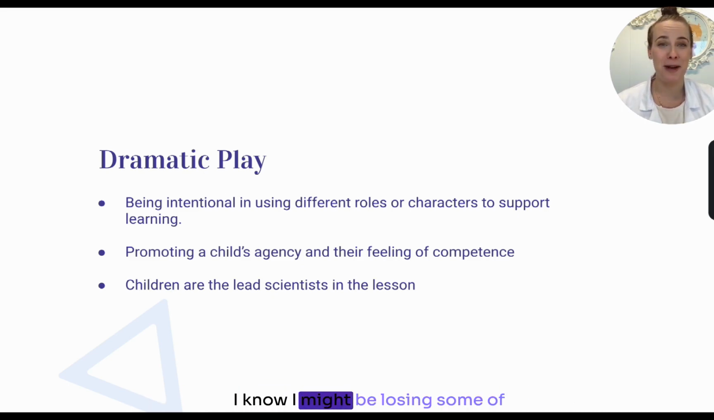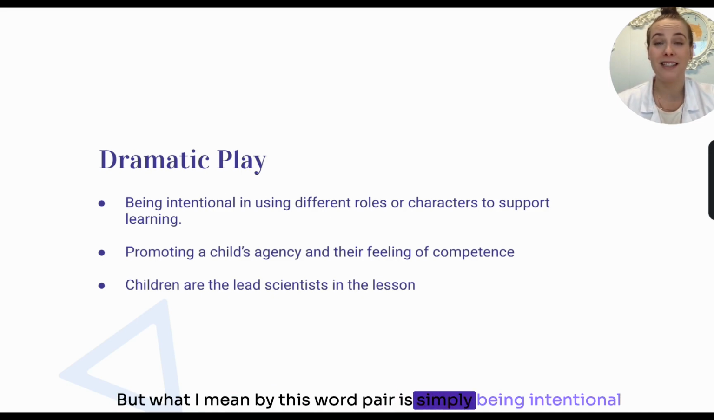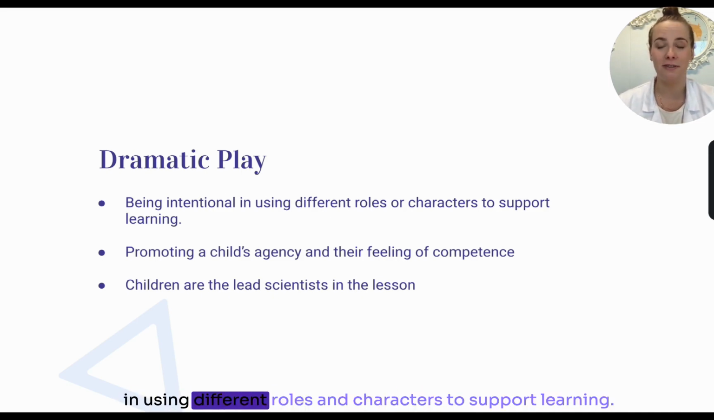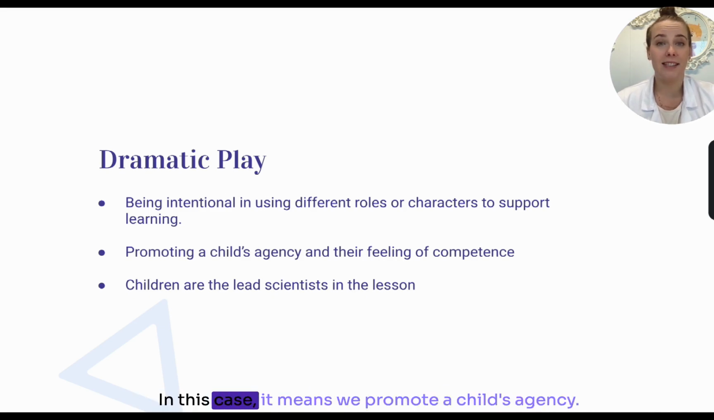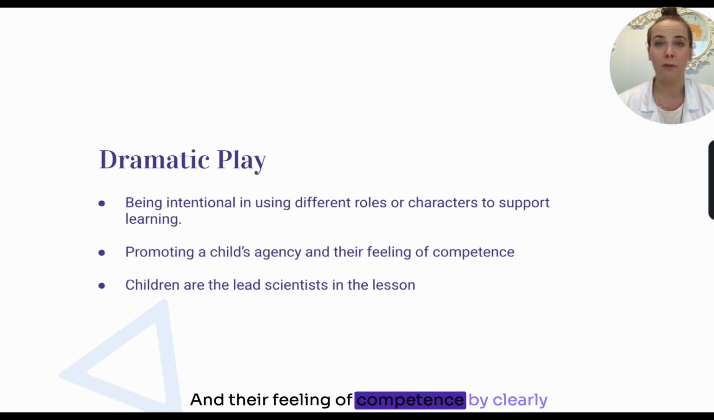I know I might be losing some of you with the word dramatic play. You might be thinking, do I need to be an actor? Or even, I don't have the extra energy for this. But what I mean by this word pair is simply being intentional in using different roles and characters to support learning. In this case, it means we promote a child's agency and their feeling of competence by clearly stating that they are the lead scientist in the lesson, and the adult is there to support them.